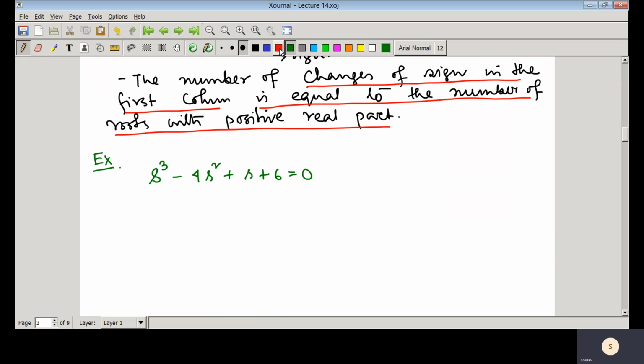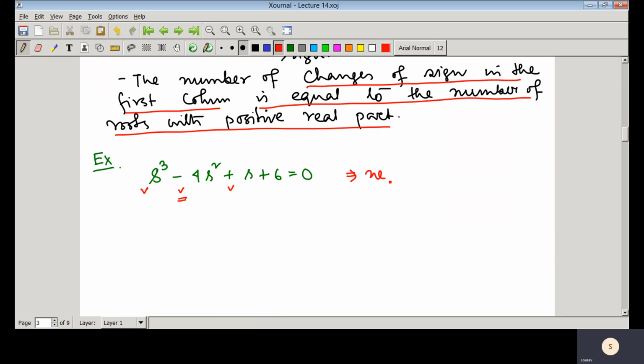So we know the necessary condition. The necessary condition is that this polynomial would be a stable polynomial, that means all roots would be in the left half of the S plane, if all the coefficients are present and all of them are with the same sign. So here you can see this is positive, this is negative, this is positive. So the coefficients are not with the same sign.